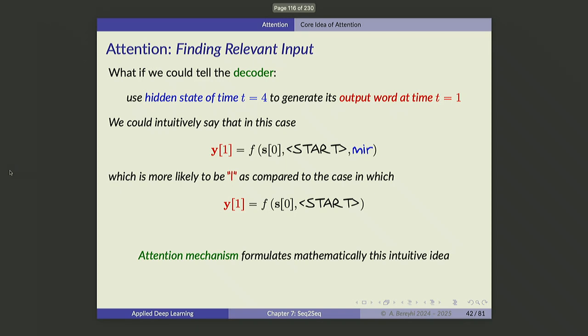And this is what we call the attention mechanism. The attention mechanism means that when you are doing decoding, every single time that you want to decode, you can have extra information telling you where you should put your attention inside the encoded sequence, right?